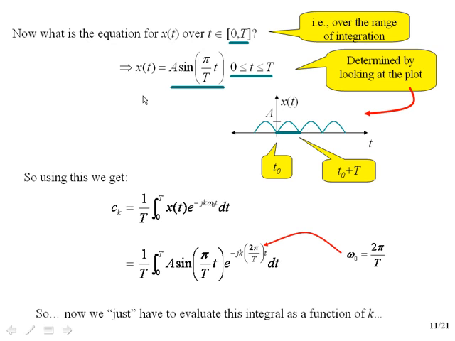So now we're just going to take this result for the sine wave, for x of t over that interval, and we're going to plug it into here. So we plug it in here. We've plugged in our specific result for omega 0, so we have that now.